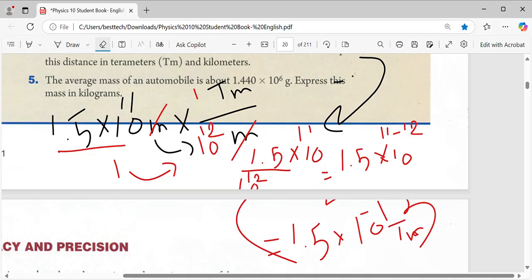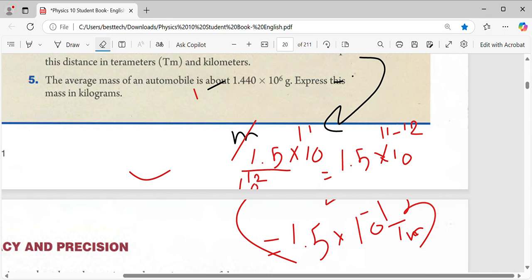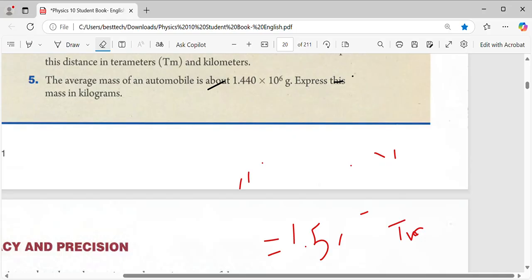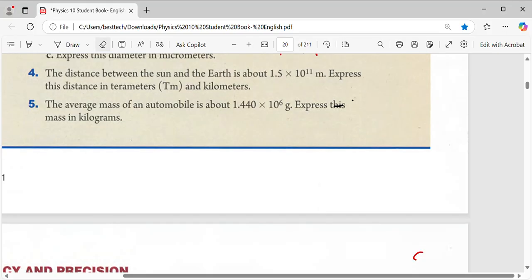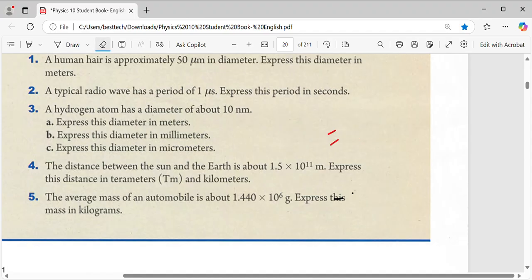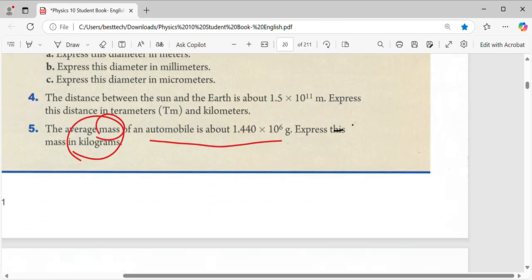Okay guys, question 4.2 is done and question 4 is finished. Just question 5 is left. Question 5, just memorize the rule and it's all easy, because it's just the rule and there's no new idea. Last question, question 5. The average mass of the automobile is about 1.440 times 10 power 6 gram. Express this in kilogram. This is pretty easy. Just read the rule.